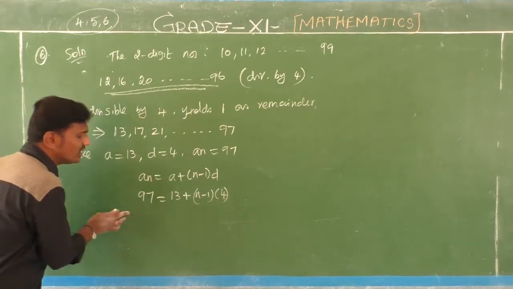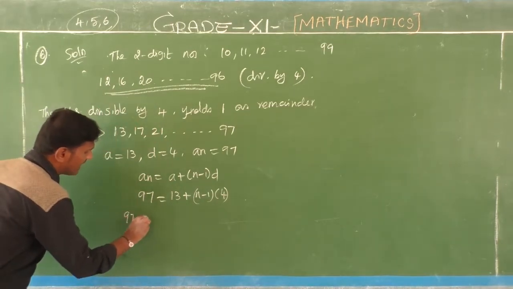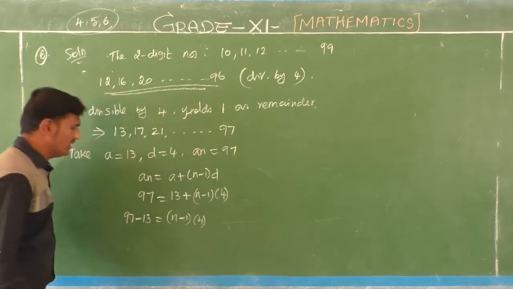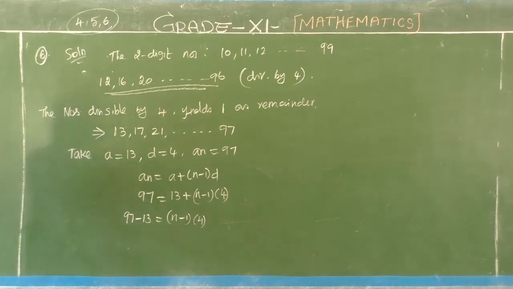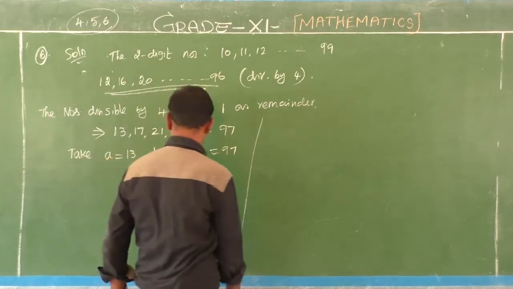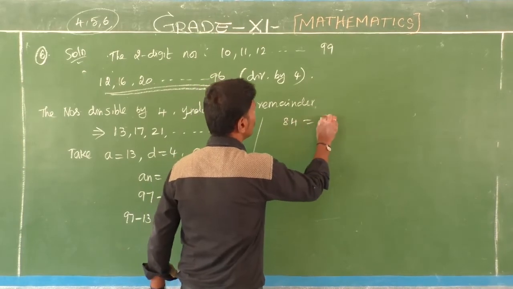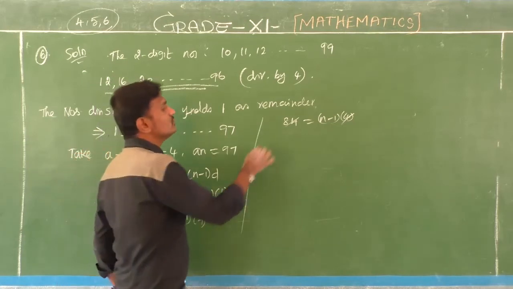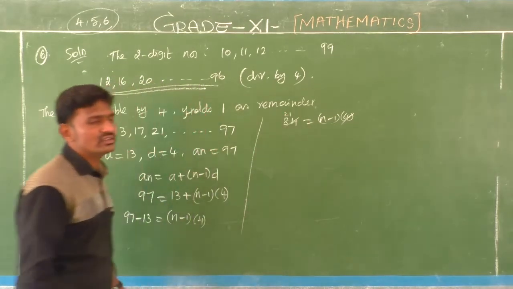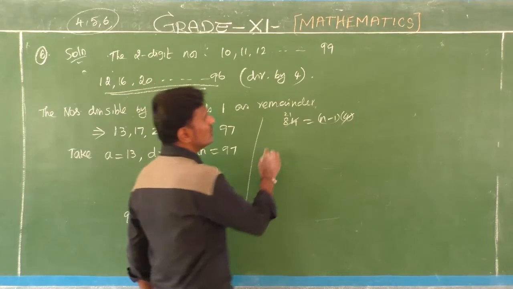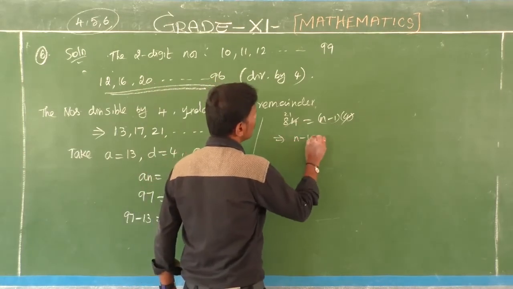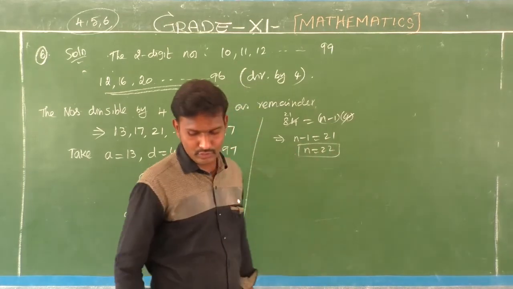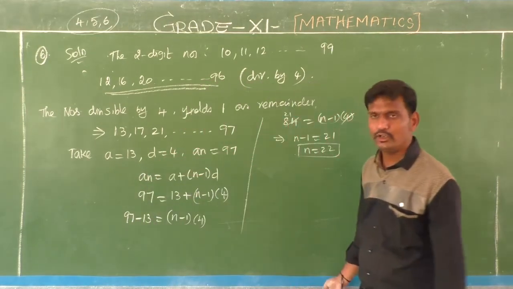Moving plus 13 across, it becomes minus: 97 minus 13 equals n minus 1 into 4. Now 97 minus 13 is 84. So 84 equals n minus 1 into 4. Cancelling, 4 1s are 4, 4 2s are 8, 4 21s are 84. So n minus 1 equals 21, and you get the value of n is 22.